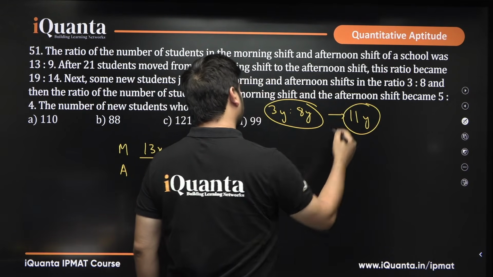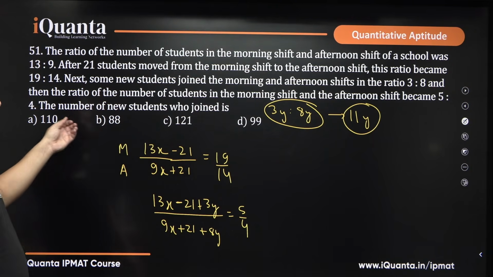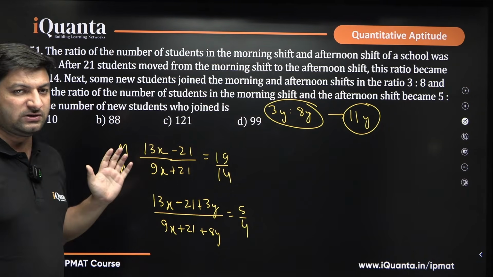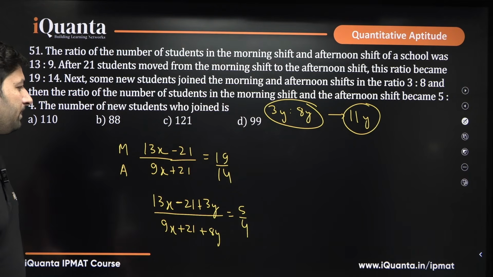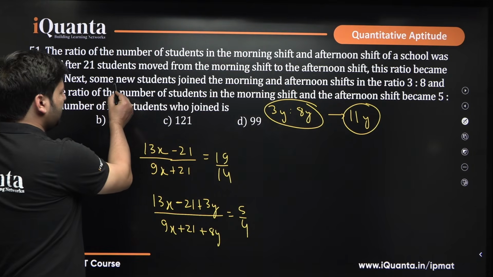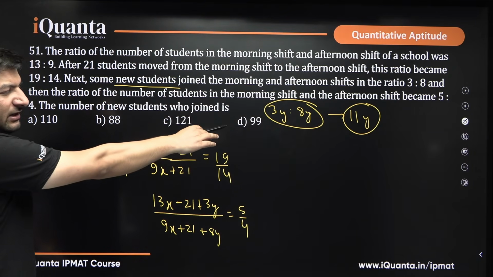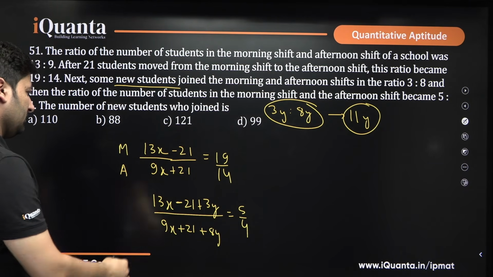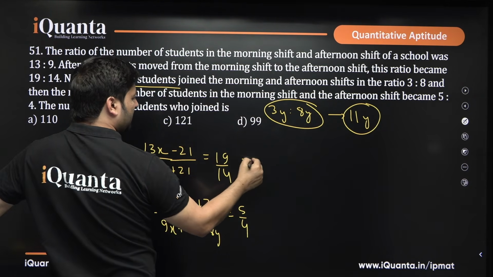11y, that means the answer should be a multiple of 11, and you can clearly see over here there are 110, 88, 121, 99, and all are multiples of 11. So, we are going fine. Now, because obviously here it was given new students, so we will just take care of those 11y, these 3y, 8y, not these 21, fine. So, now you can cross multiply and find out the value of x from here.